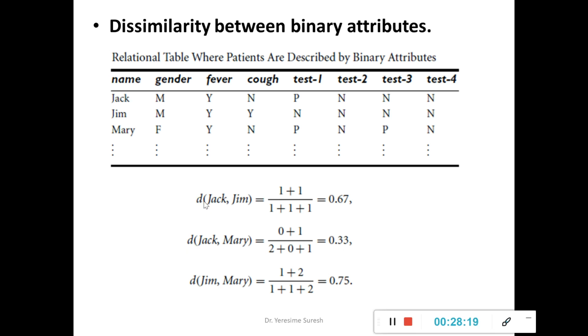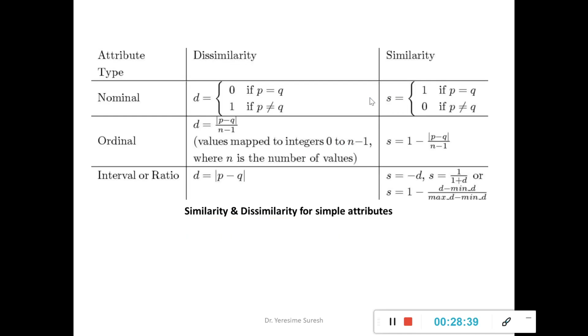The dissimilarity for Jack and Jim will be 1 minus 0.67. So with respect to dissimilarity, 0.75 is it. That indicates that for the two data objects Jim and Mary, the correlation or the dependency is very negligible. That is how I define dissimilarity between binary attributes.